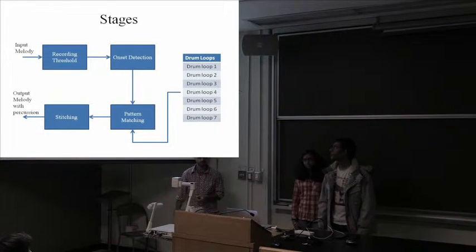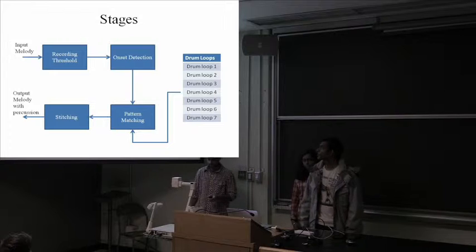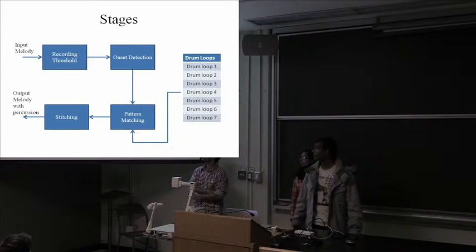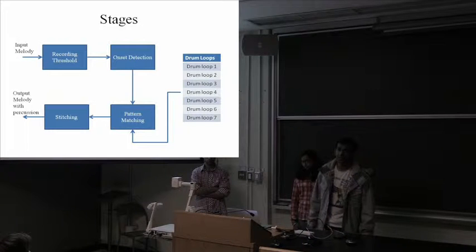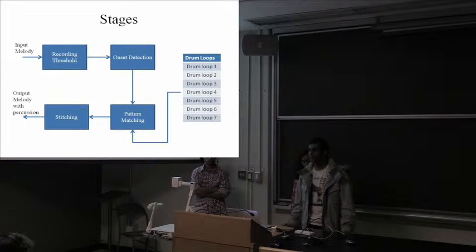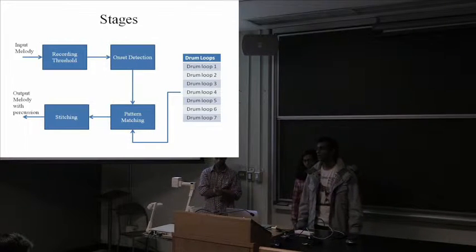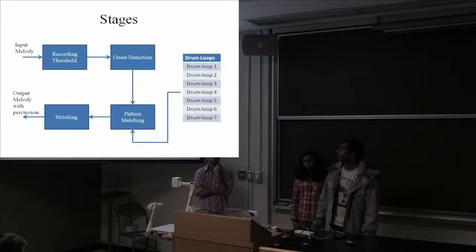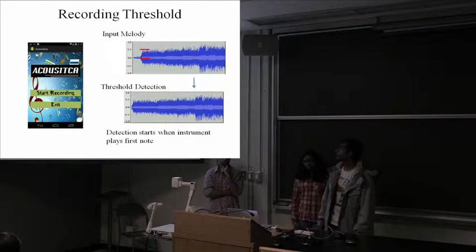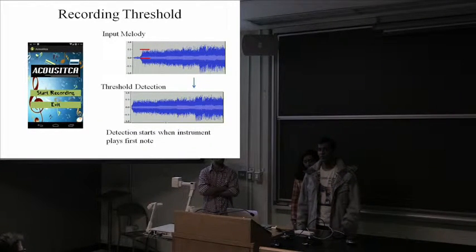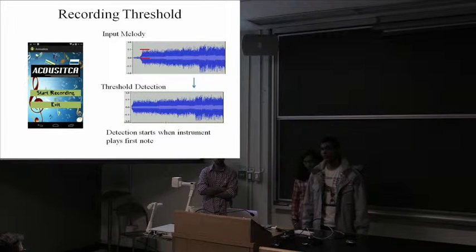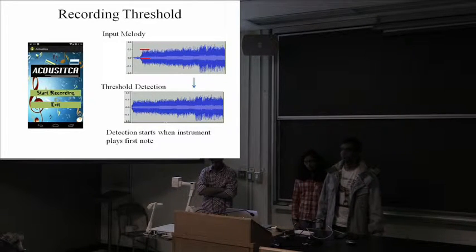As you can see, we go through the following 4 stages. First, we take the input melody from the user, then there is a recording threshold followed by onset detection, then there is pattern matching with the drum loops, and then we stitch it to provide the final output to the user with percussion. Now I'll explain the recording threshold part. The recording from the musical instrument doesn't start unless it crosses a certain threshold. This helps in synchronization with the percussion.